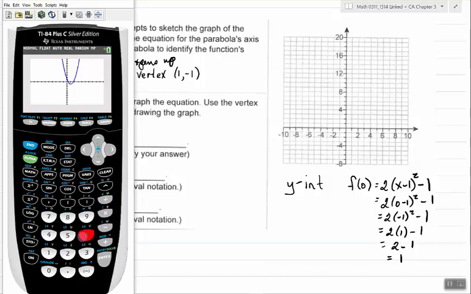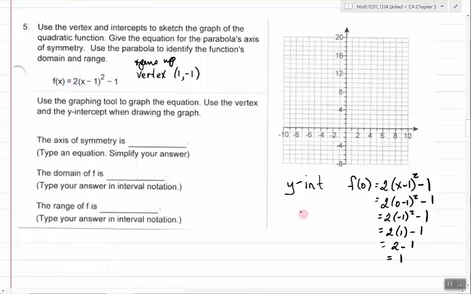All right, there it is. I know the vertex is at 1, negative 1. There's 1, 1, negative 1. Okay, the vertex is right. The y-intercept is 0, 1.